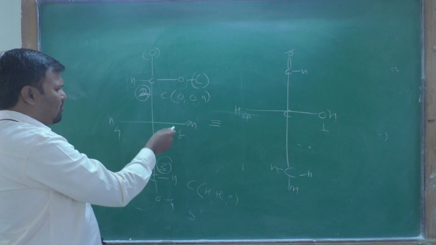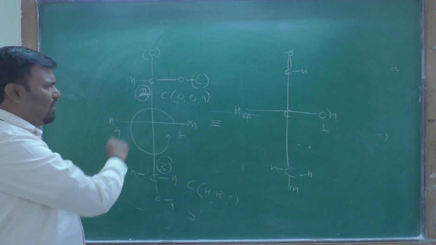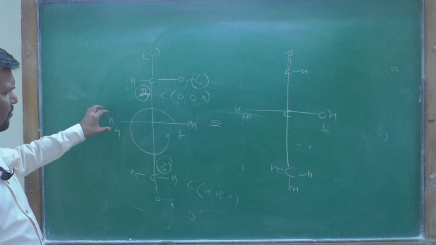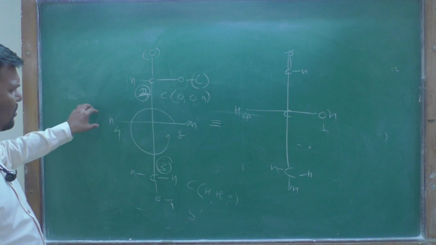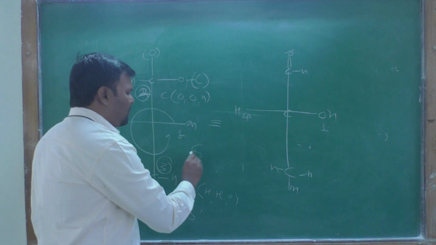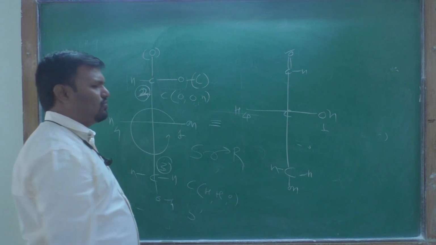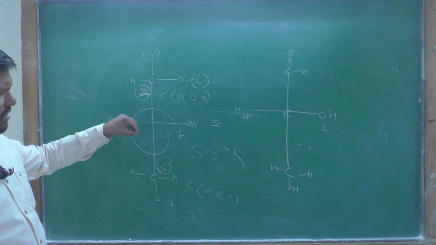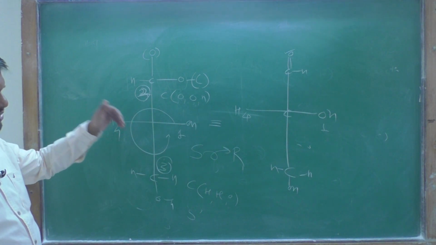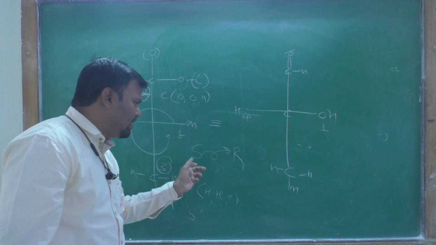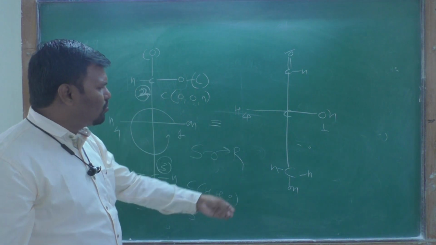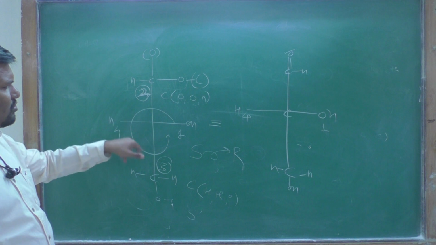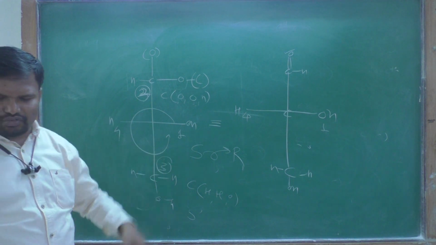1, 2, 3. You can rotate like that. And your fourth priority group is present on the horizontal line, therefore S configuration changes to R. Already we have seen some rules where you have to change the configuration. First, the configuration you have to flip to R. S flips to R. Therefore, in this case your configuration changes from S to R.